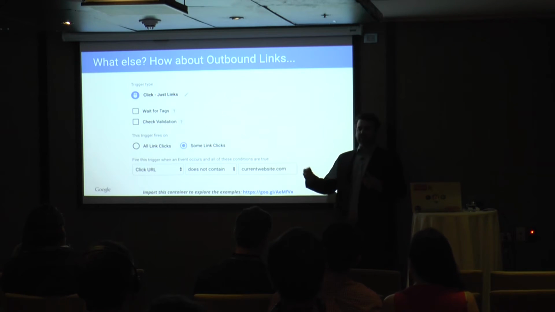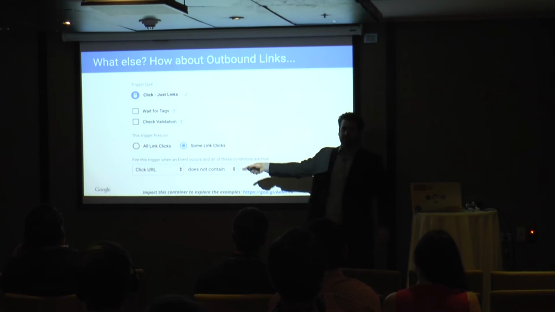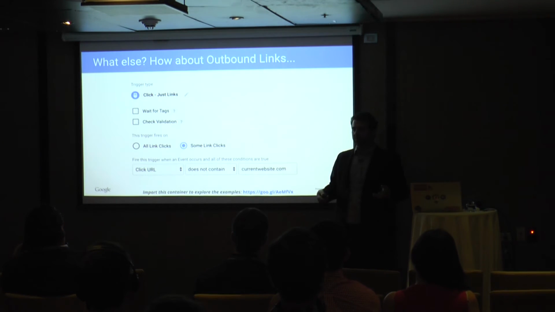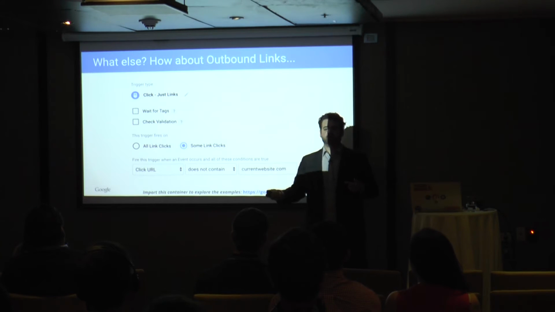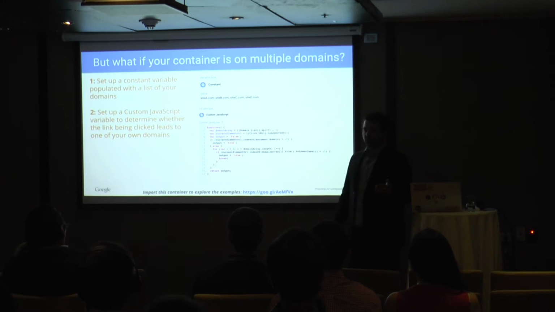What if we want to send an event to Google Analytics every time somebody clicks on a link that leads to another domain? Seems like something we might want to do. We want to know when people are leaving our website, because maybe they don't come back. So we can do that and say when a link is clicked, just links, and it's some links when the click URL does not contain the current domain, right? Currentwebsite.com.